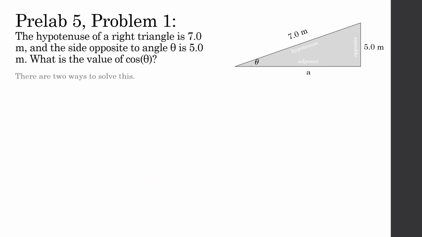All right, pre-lab practice problem number 1. The hypotenuse of a right triangle is 7 meters, and the side opposite to the angle theta is 5 meters. What is the value of cosine theta?